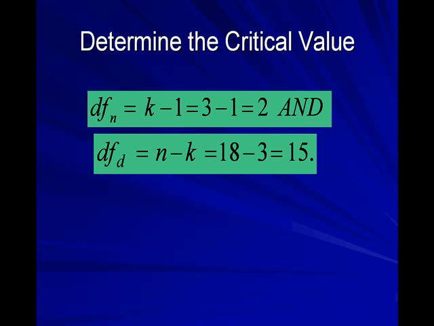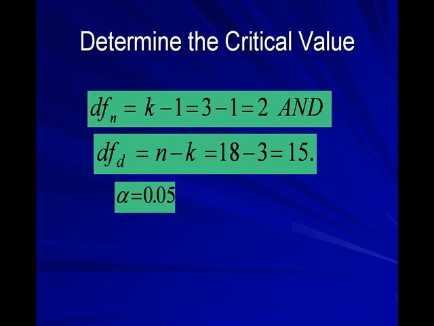Then what you'll have to do is get the F table. If you haven't printed, or if you don't have a copy of that now, please print one. Go along the top till you get to 2. That's the degrees of freedom for the numerator. And then go down the table until you get to the row where you have 15.